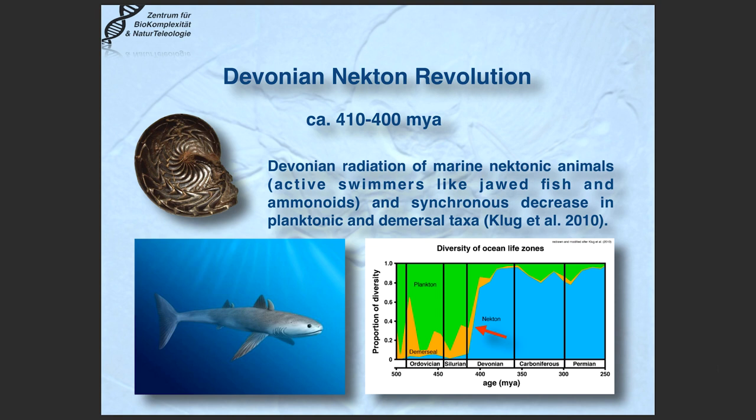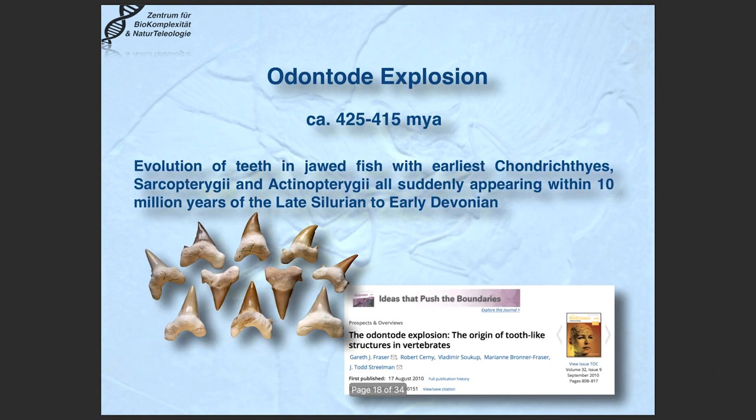That is called the Devonian nekton revolution, and it's correlated with something else, and that is the appearance of hard structures in the jaw, these tooth-like structures in different groups of jawed vertebrates, like cartilaginous fish, like the lobe-fin fish and the ray-fin fish.